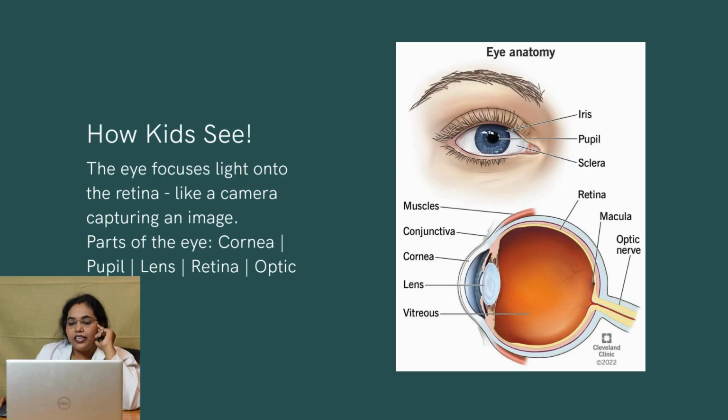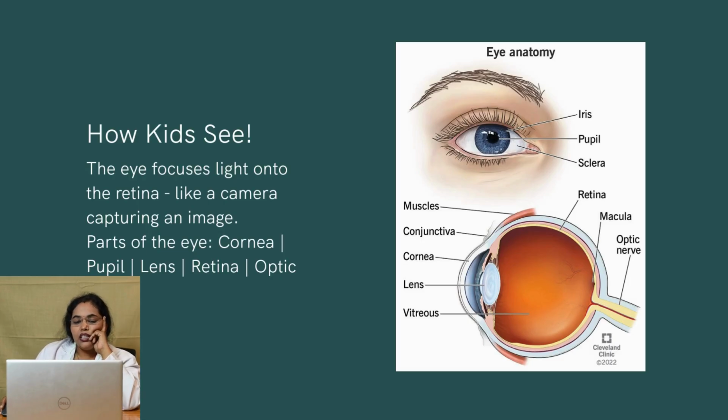Now the last one is the retina, which is generally referred to as the screen of the eye, where the image forms, which is in turn connected to the brain by the optic nerve, and that is how we appreciate what we see.